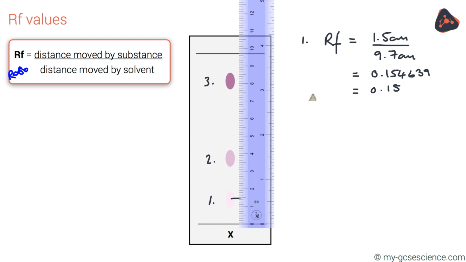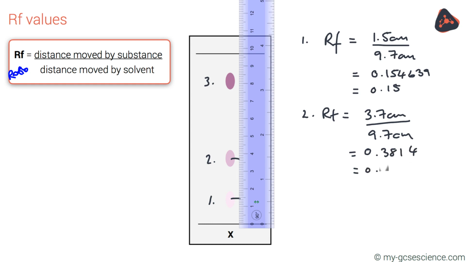Have a go yourself at doing the RF values for 2 and 3. Pause the video and come back when you're done. Done it? Okay. I would say that 2 went about 3.7 centimetres and the solvent is the same distance, 9.7, and that gives us 0.3814, which is rounded to 0.38 if we go for 2 decimal places.